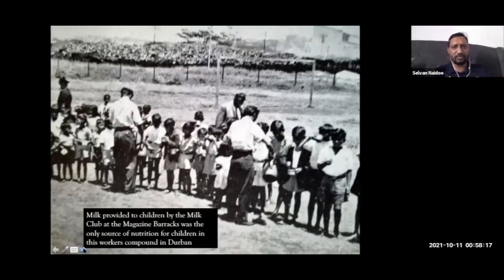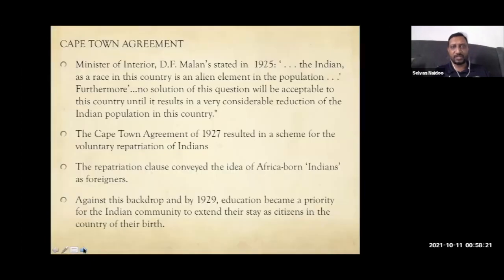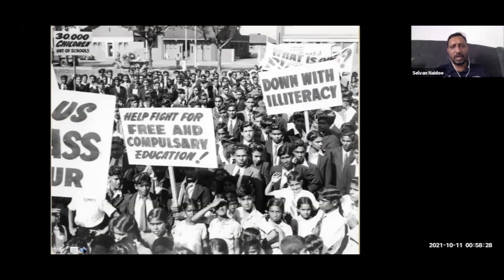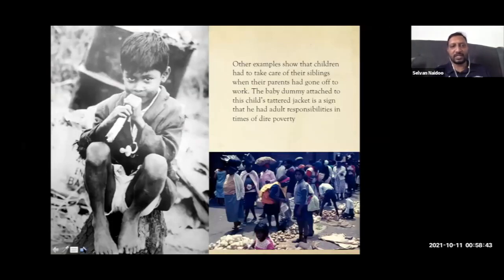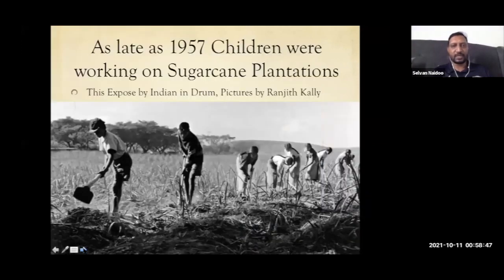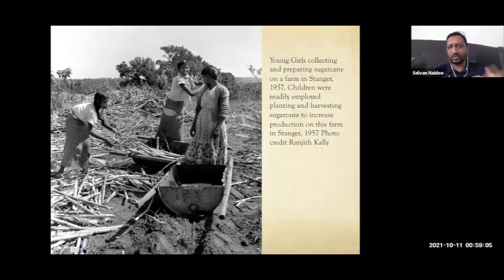Milk was provided for nutrition towards the mid-century. Cape Town Agreement, I'll wrap up very quickly, which meant that there was poor education. There was a fight for secondary schools in 1941 by the Natal Indian Congress because of the poor resources with regard to education, children that were denied. This was a young child, but clearly had adult responsibilities, as you see with the dummy. This was a beautiful exposé done in 1957, as late as that, captured by Ranjit Kali. Here you see children younger than 10 years, in some instances, still working in the sugarcane plantations, preparing sugarcane. So it still continued up to the 60s, obviously in smaller numbers.